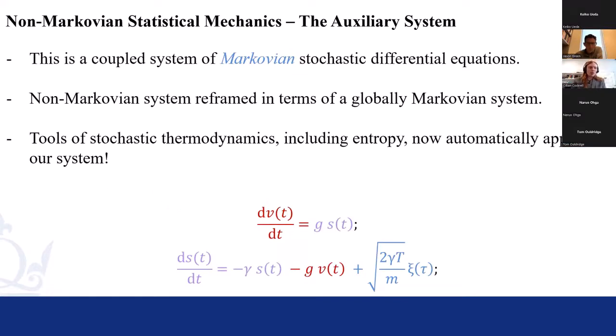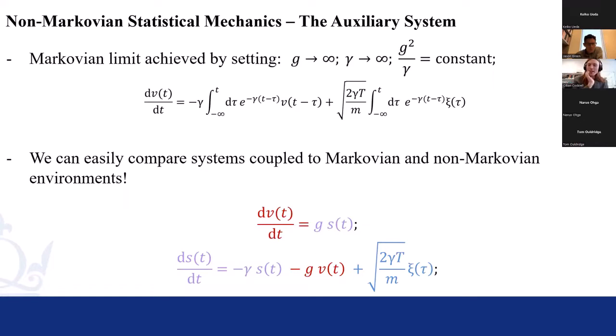So what we've done by doing this is to turn a single non-Markovian stochastic differential equation into two coupled Markovian ones. And therefore, the tools of stochastic thermodynamics, including our expression for the entropy production, now automatically apply to the system. So this trick has been used before, but it's worth looking at what exactly happens to the entropy production.